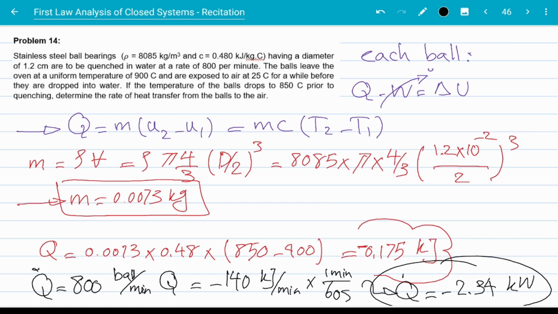So this was a very simple problem. We were dealing with a solid. When dealing with solids, the change of internal energy of a solid can be written as C times delta T. That's the only point in this problem. We found the individual ball heat loss, minus 0.175 kilojoules of energy lost from the ball to air. We knew that 800 balls were cooling down per minute, so I just multiplied 800 balls per minute times the Q loss of an individual ball and found that the rate of heat transfer to air is 2.34 kilowatts.